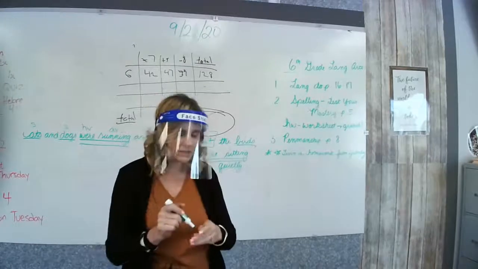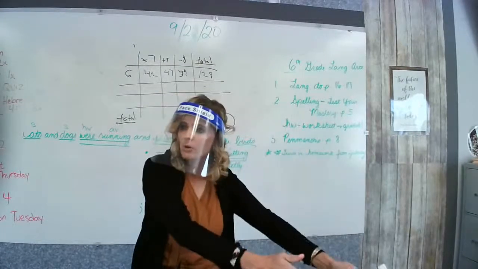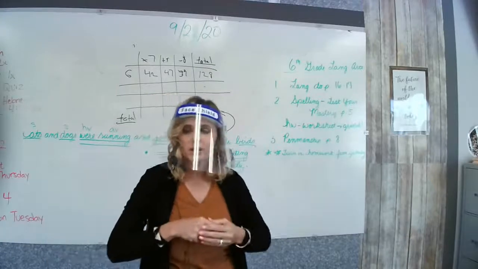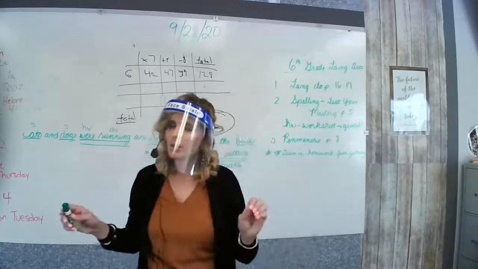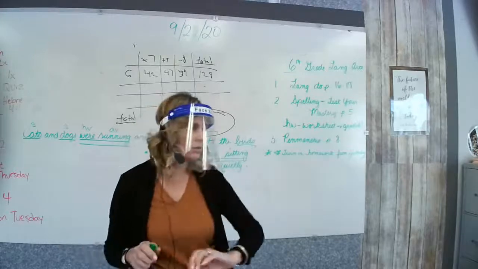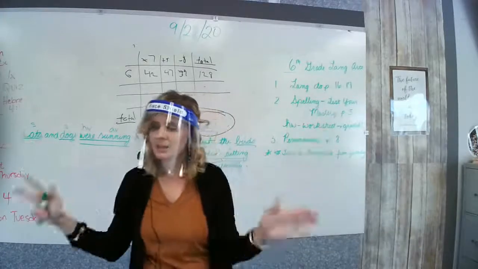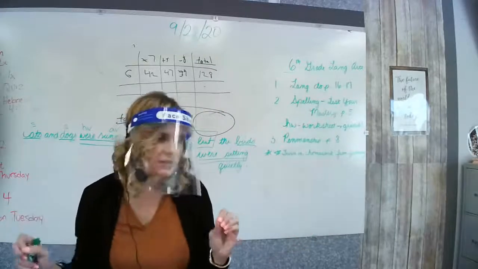A compound sentence must have a subject and verb on one side and another subject and verb on the other side of either a comma and conjunction or a semicolon. Not a period, because that wouldn't be a compound. You have to have a subject and verb, and a subject and verb, meaning two separate sentences. Okay, so understand that difference.